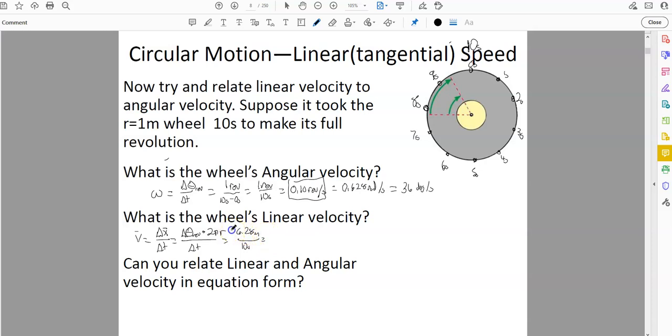And that's in the positive direction because it's rolling to the right. The wheel's rolling to the right. So this is going to work out to be 0.628 meters per second. Okay? There's another way to write this, where we link this velocity to angular velocity, okay?